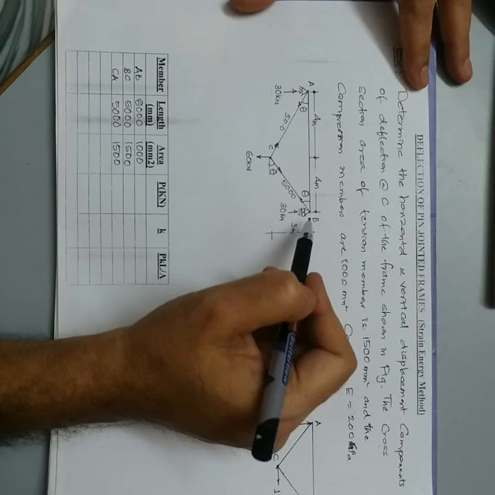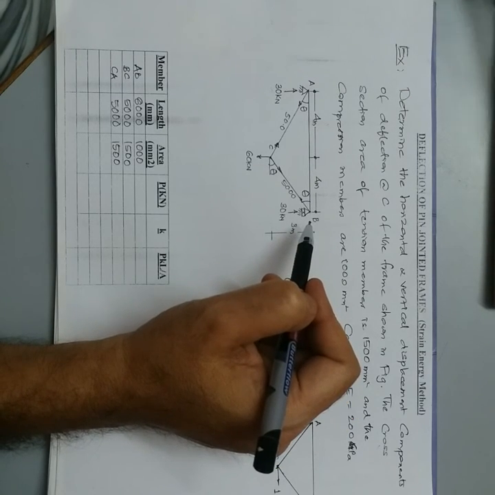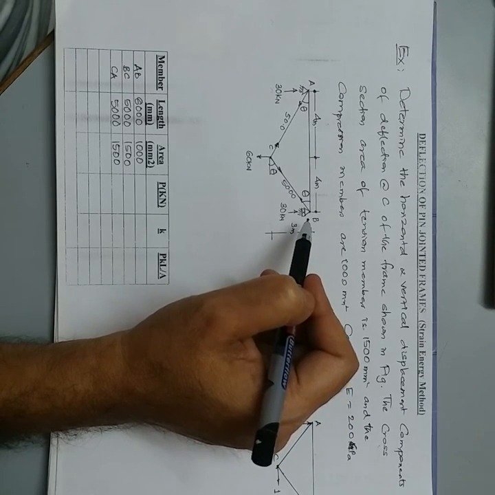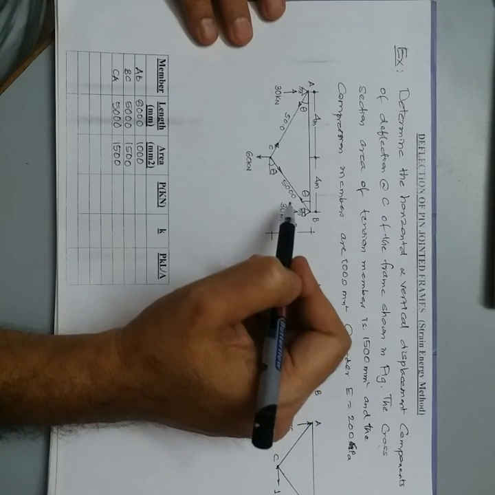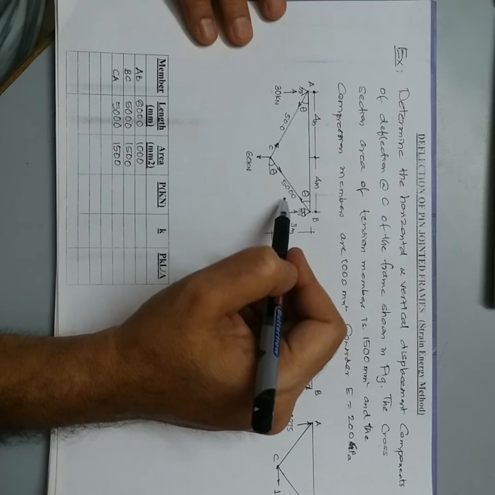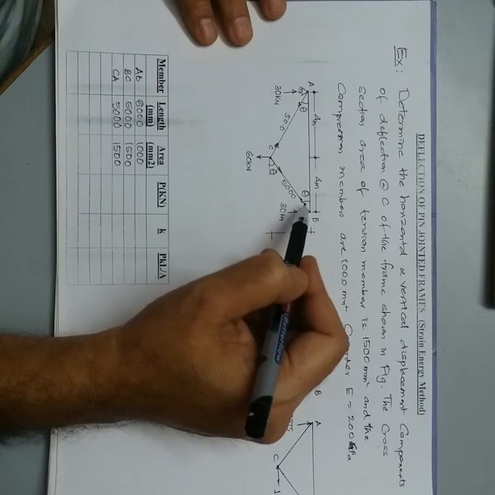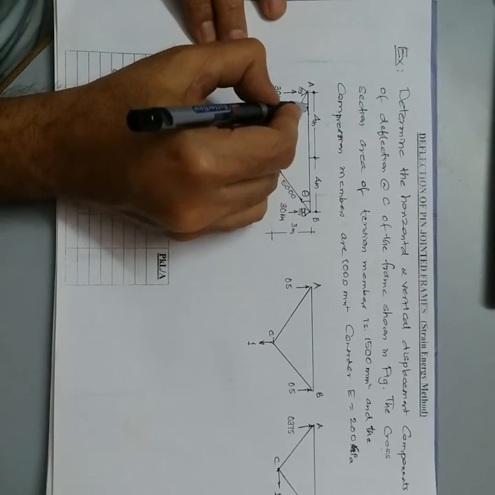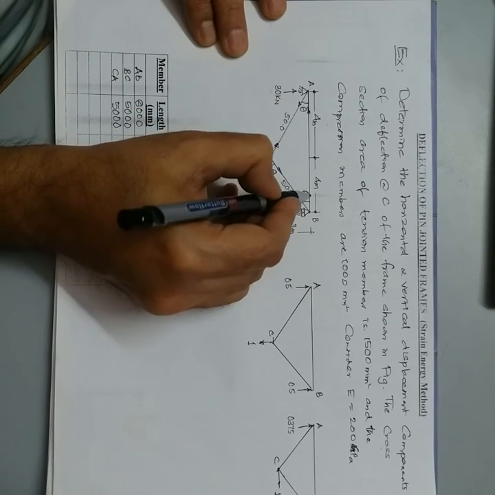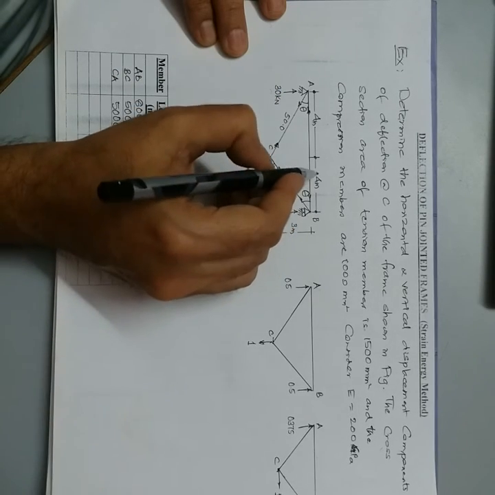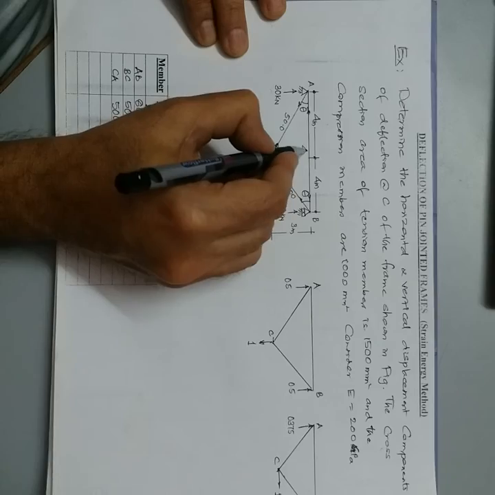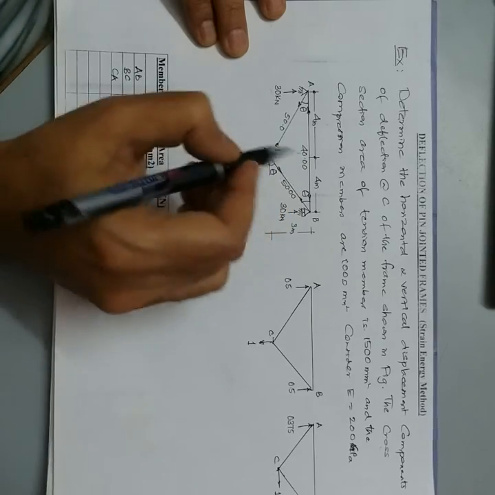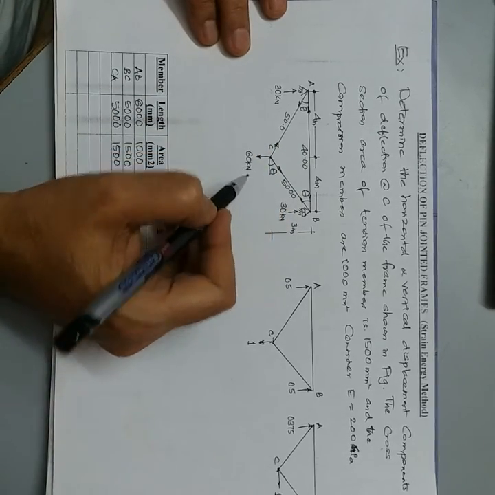Then resolving the forces horizontally at B, we have the member AB, so that is FBC cos theta will be FAB. So FAB will be under compression. So this will be equal to 40 kilonewton. So these are the forces due to the applied load.